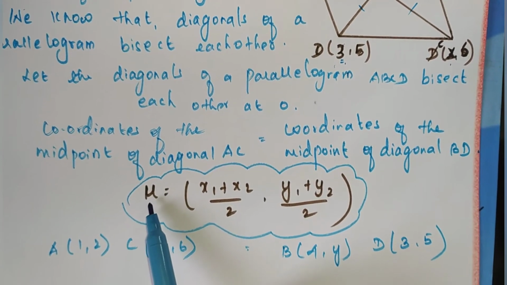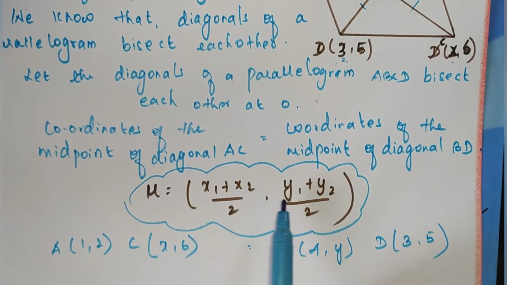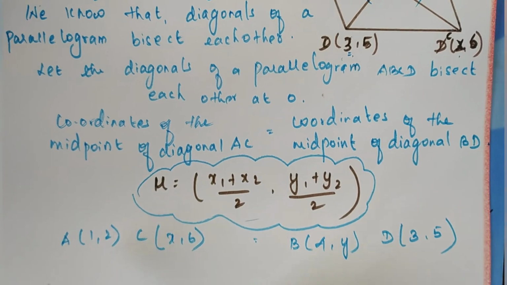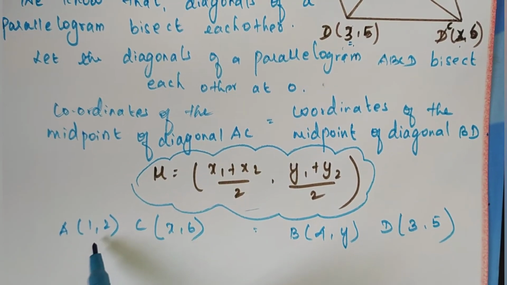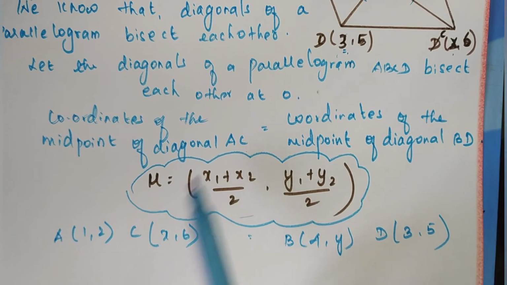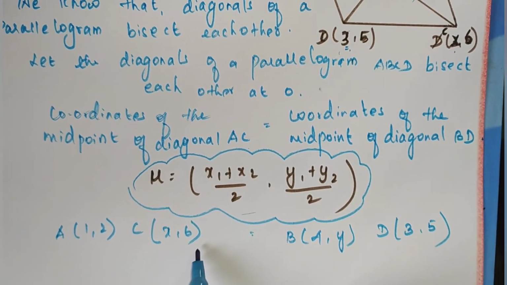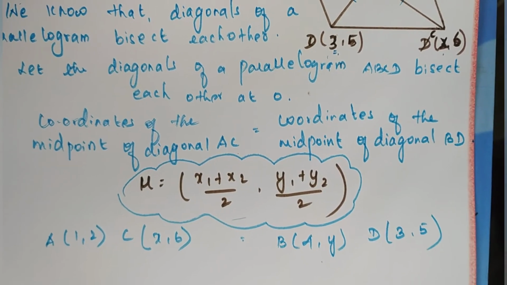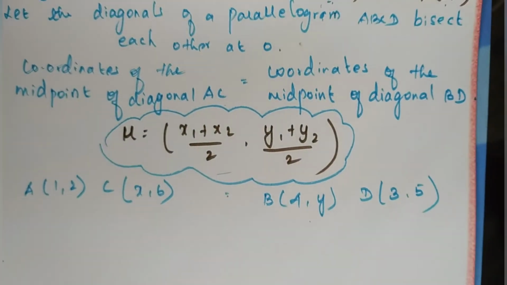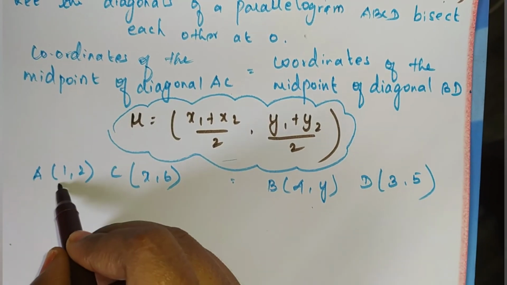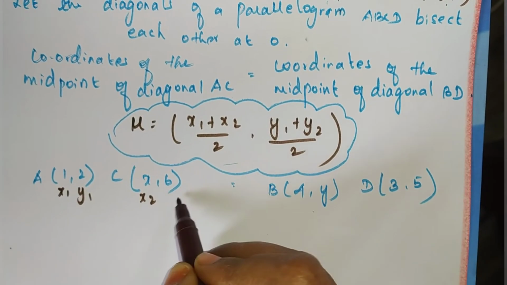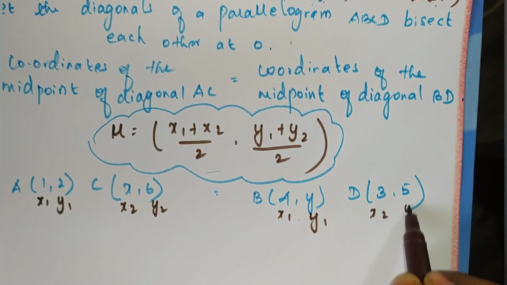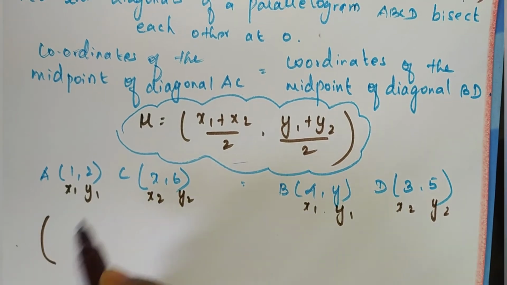So what is the midpoint formula? M is equal to (x1 plus x2 divided by 2, y1 plus y2 divided by 2). Next, first write the points A and C. A is (1, 2) and C is (x, 6). And here B is (4, y) and D is (3, 5). Now write which one is x1, y1, x2, y2. Now apply in the formula, children.